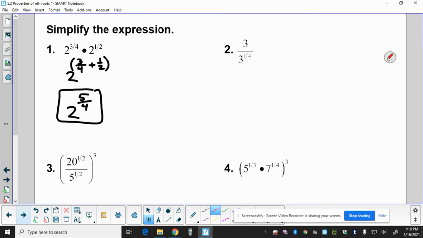What would you do about something like this? Well, I would remember that that's actually 3 to the first power. And if I'm dividing, then what I can do is I can subtract my exponents. So what's this answer going to be? Well, it's going to be 3, that's going to be 1 minus 1/4, that's going to be 3/4 power. And there we go.